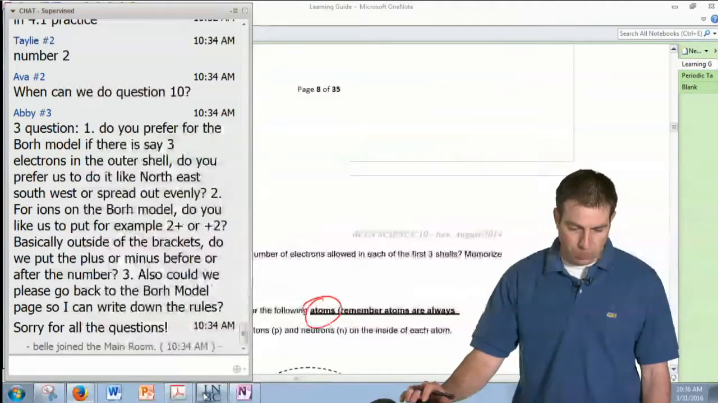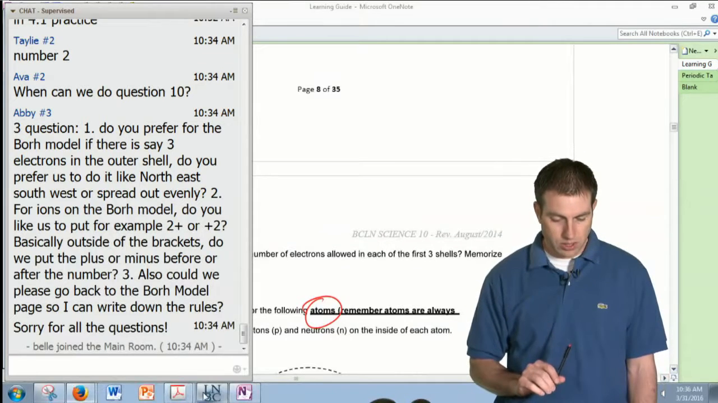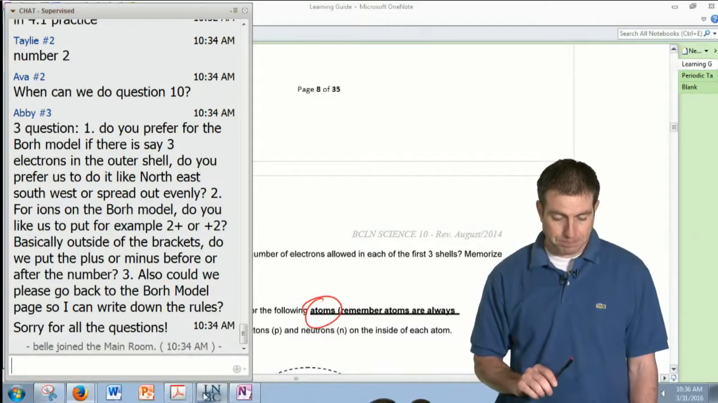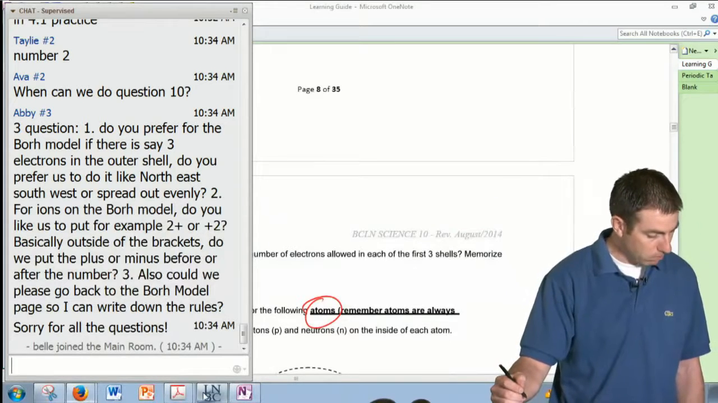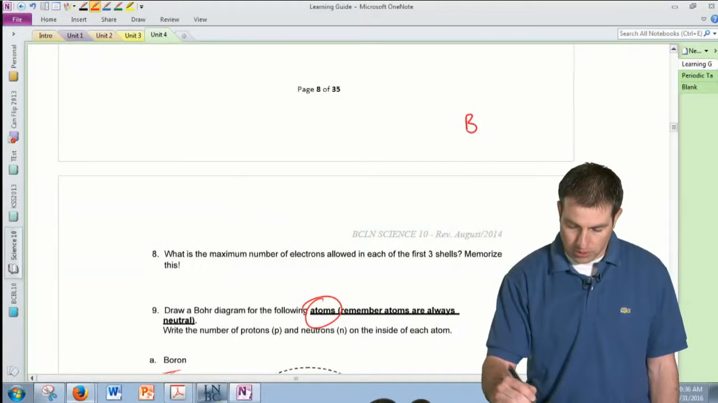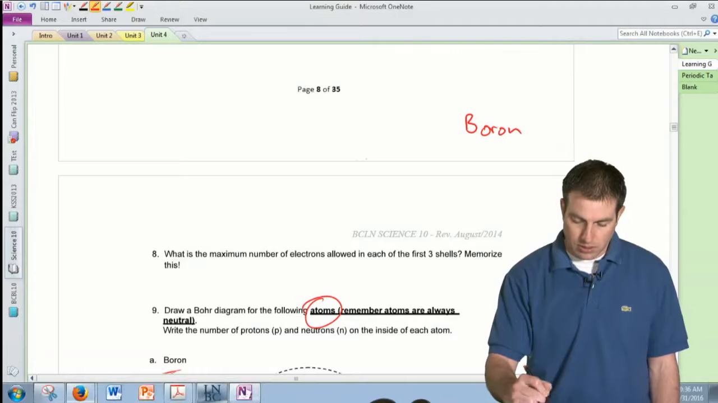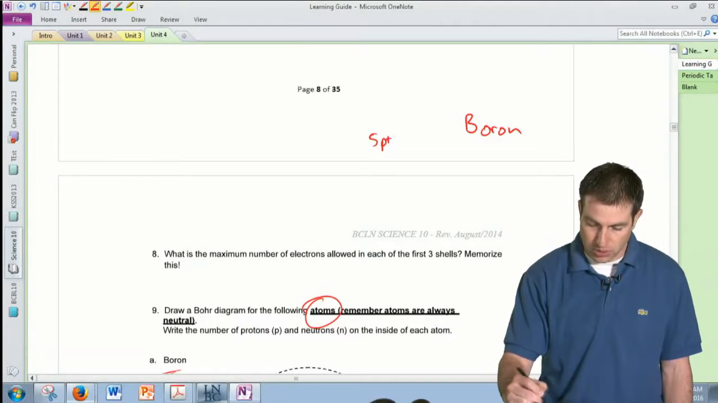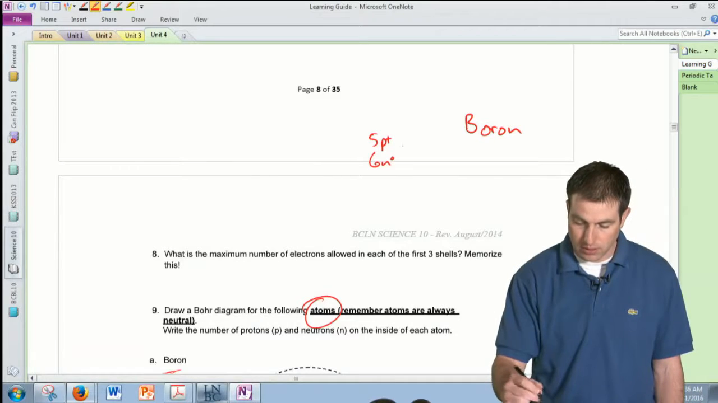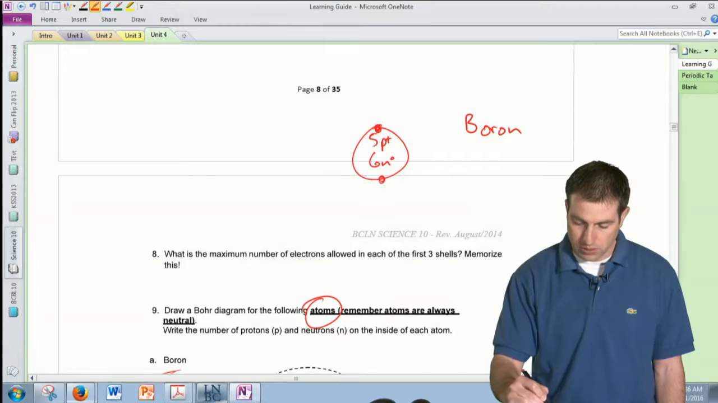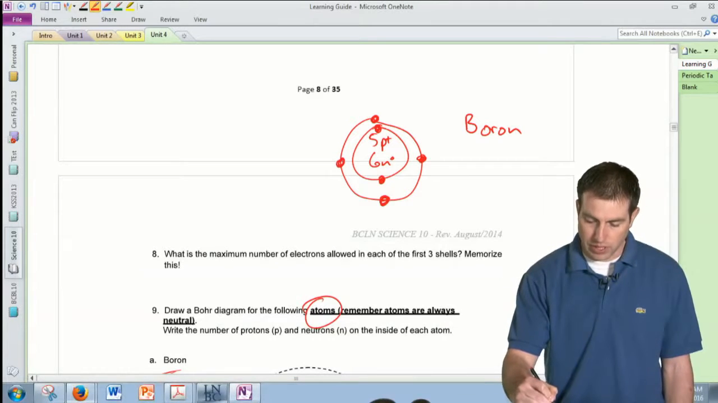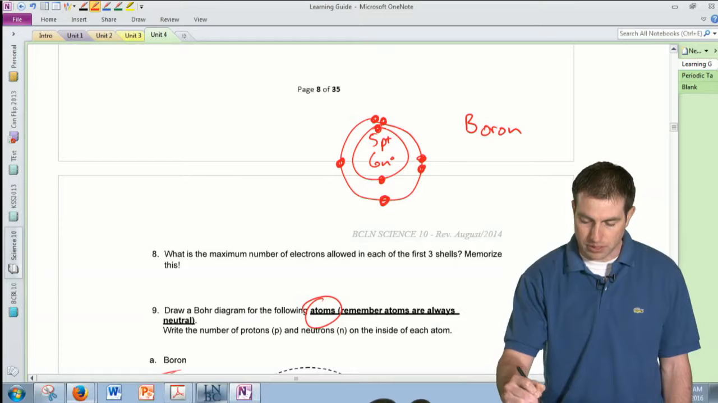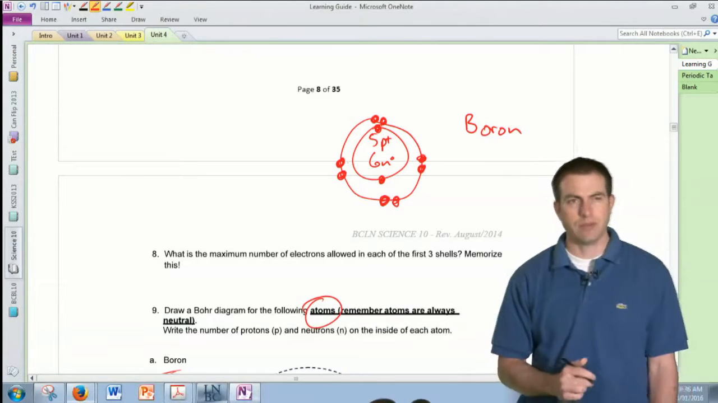3 questions. 1, do you prefer the Bohr model if there's, say, 3 electrons in the outer shell? Do you prefer us to do it like north, east, southwest, or spread it out evenly? That's a good question. So let's look at something that has 3 electrons in its outer shell, like boron. Boron is element number 5, so it has 5 protons. It has a mass of 10.8, so it's 11, so it has 6 neutrons. First shell has 2 electrons, and its second shell will have 3. I'd probably start here and write it like that. You want to keep them all separate, and if we had an extra one, then start pairing them up in the second shell. They'll actually form pairs in real life too.